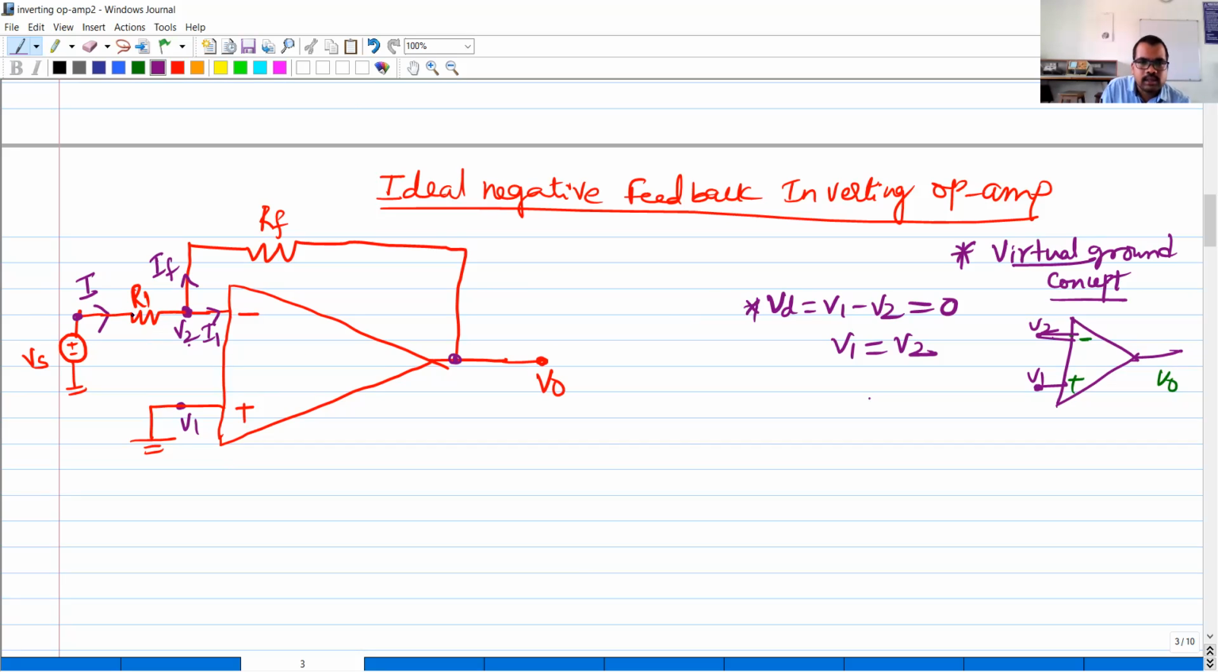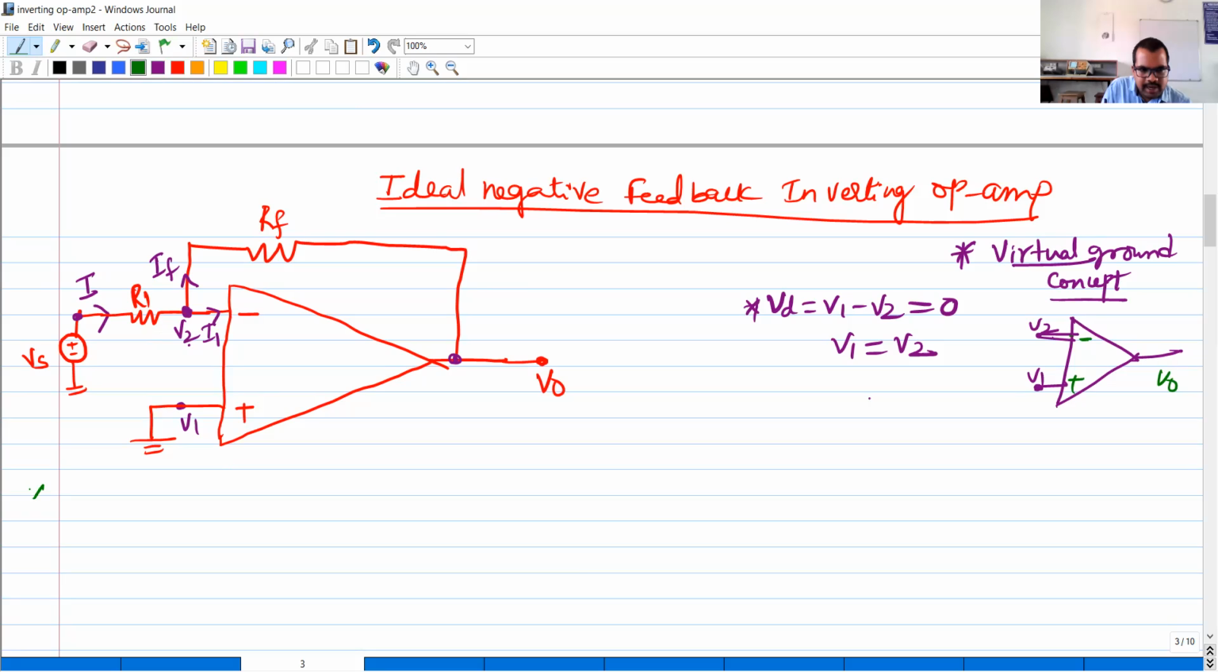Now coming to this operational amplifier, I have applied a source voltage VS at the inverting terminal. Because of this voltage, current I is flowing through resistance R1. After that, at the node V2, this current is divided into two: one is the feedback current, and another one is the I1 current.